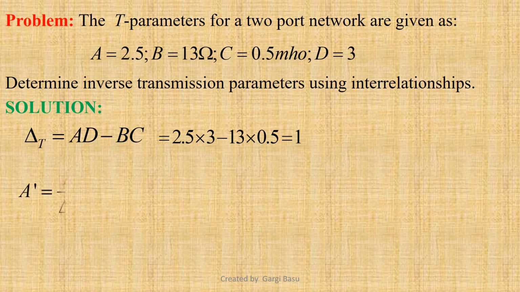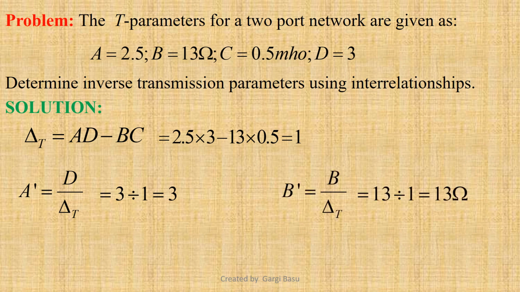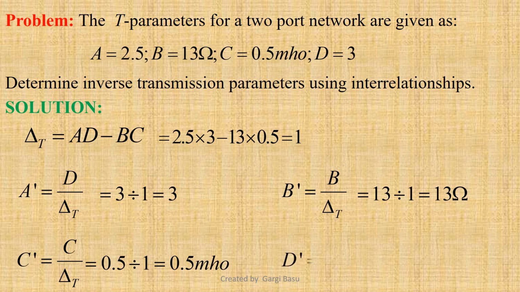A dash equals D by delta T, that is equal to 3 divided by 1 equals 3. B dash equals B by delta T, that is equal to 13 divided by 1, that is equal to 13 ohm. C dash equals C by delta T, that is equal to 0.5 divided by 1, that is equal to 0.5 mho. And D dash equals A by delta T, that is equal to 2.5 divided by 1, that is equal to 2.5.